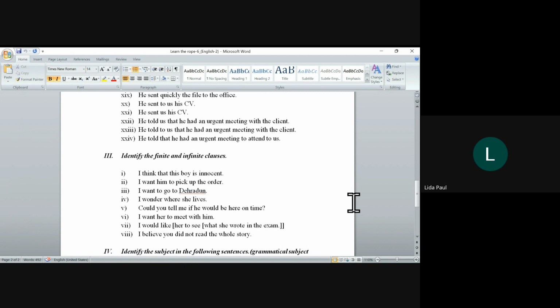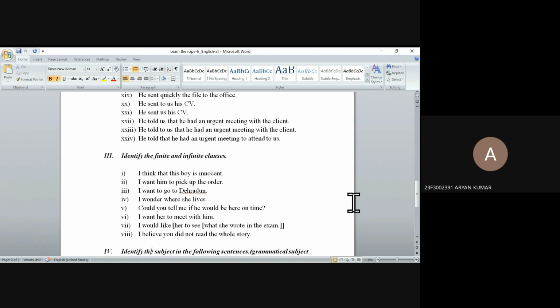I think that this boy is innocent. It's finite, ma'am. Okay, what is the clause here? That this boy is innocent. Now, does the verb in this clause have tense? It does, right? So this subordinate clause, that this boy is innocent, is what? It is a finite subordinate clause. Okay. Second one: I want him to pick up the order.